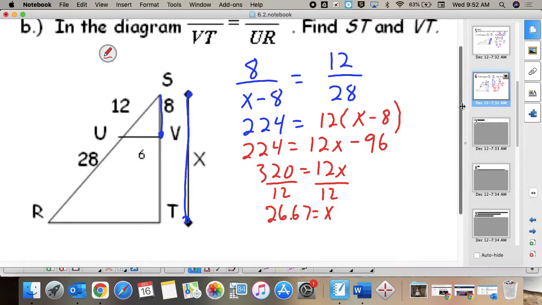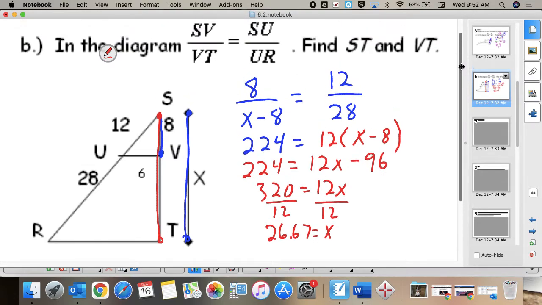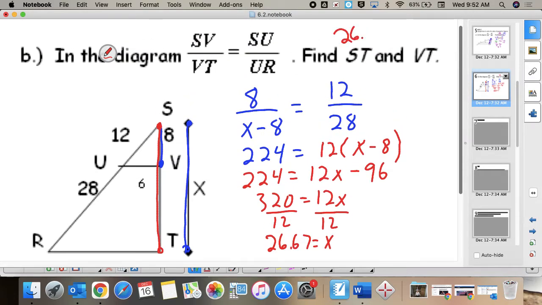Now they want us to find ST and TV. ST, S to T is our whole length here. ST is X. So ST is 26.67. VT is just this bottom part. V to T does not include the 8. So we take the 8 off of it, and we get 18.67 for VT.